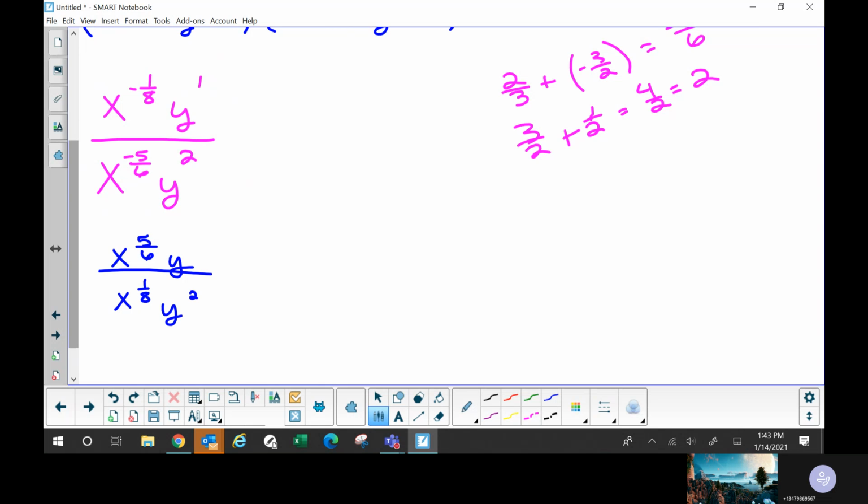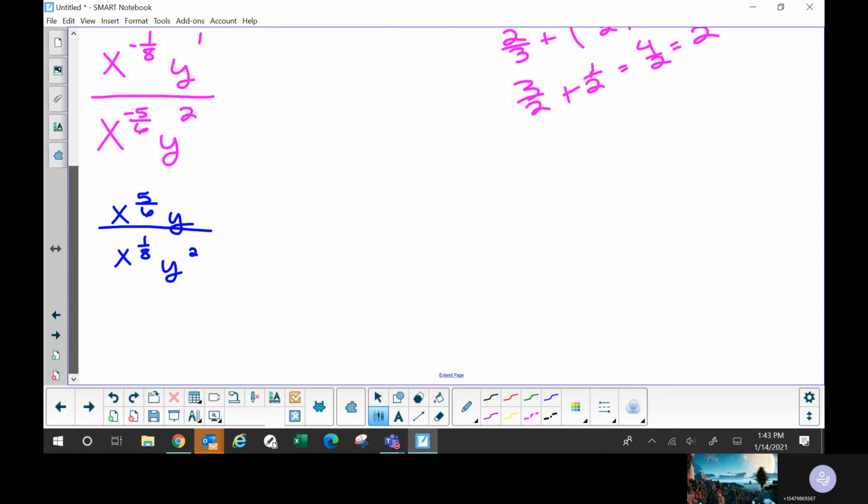Now you can subtract your exponents. Again, you can use a calculator. We're going to have x to the 5/6 minus 1/8. What is 5/6 minus 1/8? What do you get?